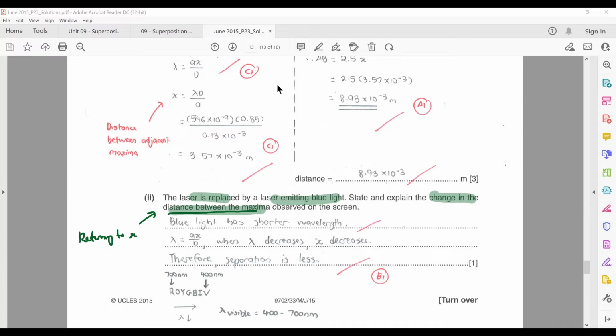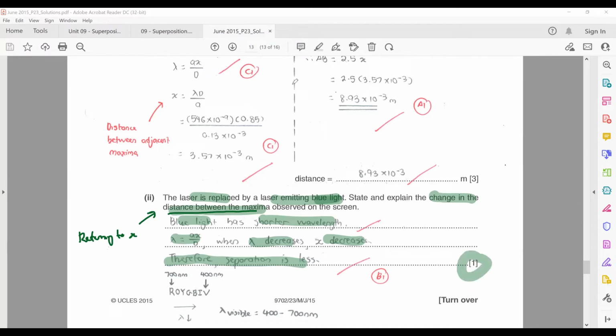So what we'll tell you here is that blue light actually has a shorter wavelength. So if you refer to this equation, lambda equals ax over d. When lambda decreases, x will decrease. Therefore, the separation is less. Okay. That's the answer. This is just one mark.